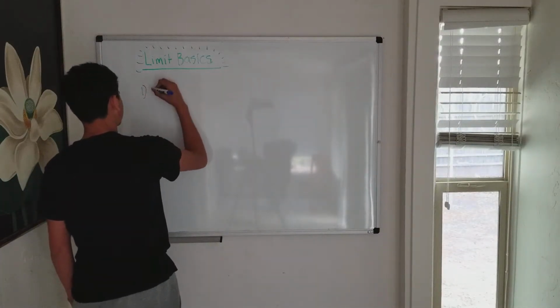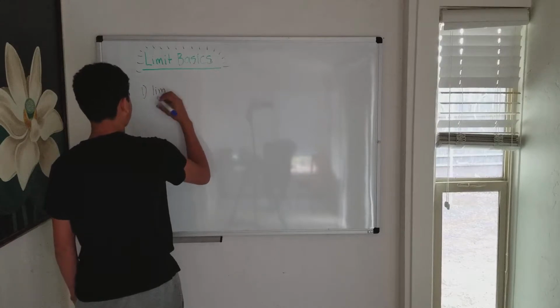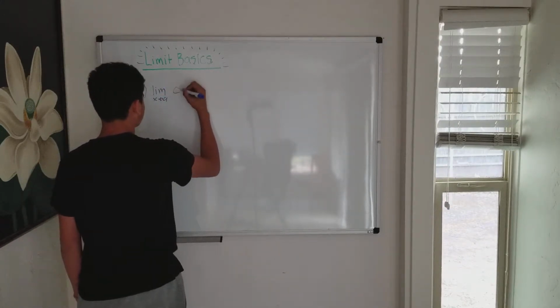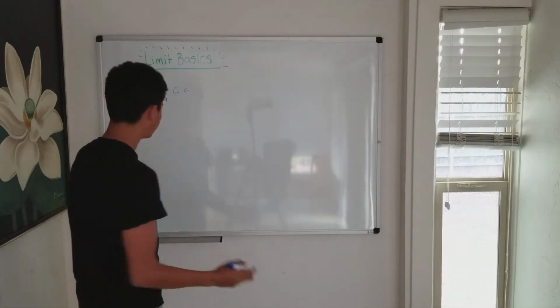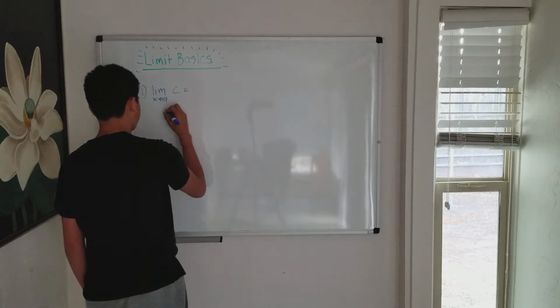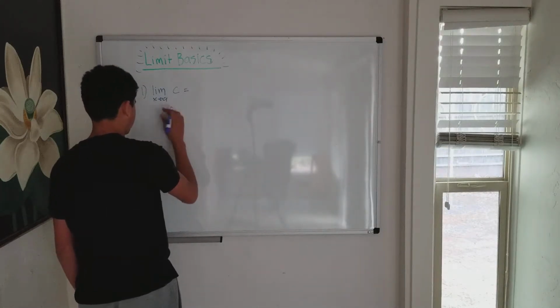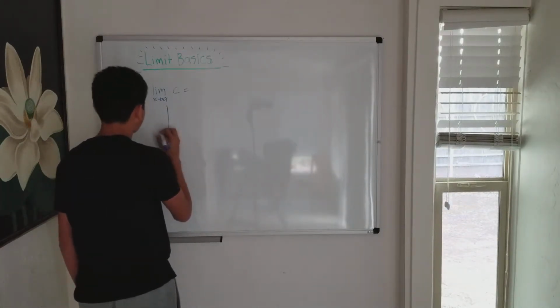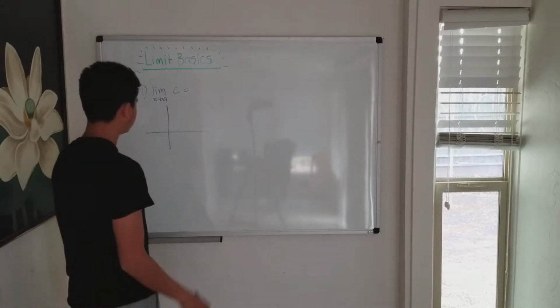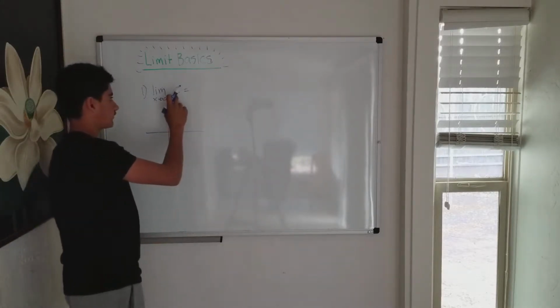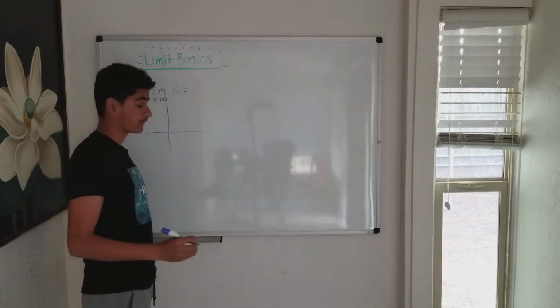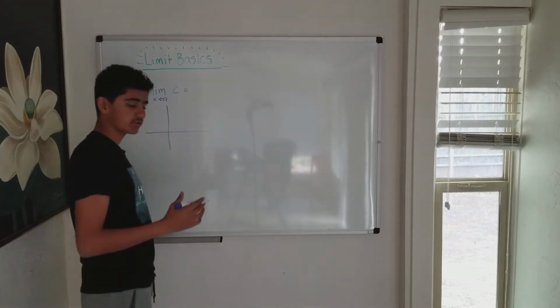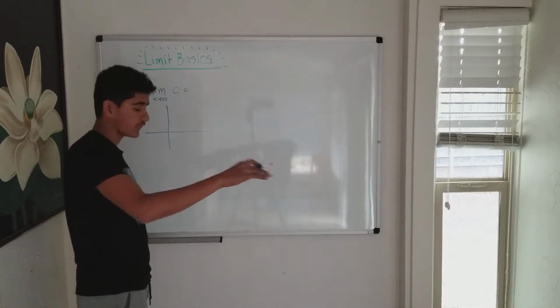The first basic thing I want you to know is what I would do in this case. Limit as x approaches a of c. What would that equal? Let's start off by graphing it so you get a little bit of a visualization for it. Okay. So if I have a graph and our function is c, by the way, in this case c is a constant. So if I were to graph a constant, what would it look like? It would look like a horizontal line.